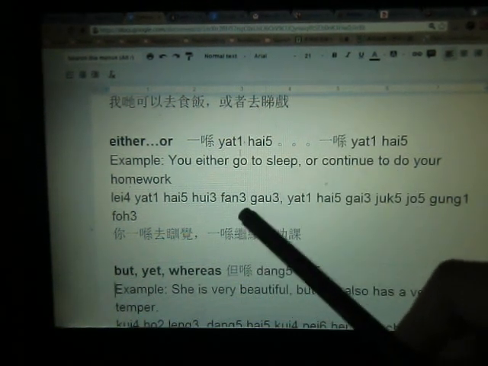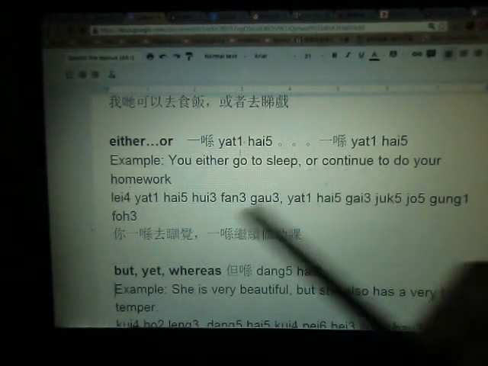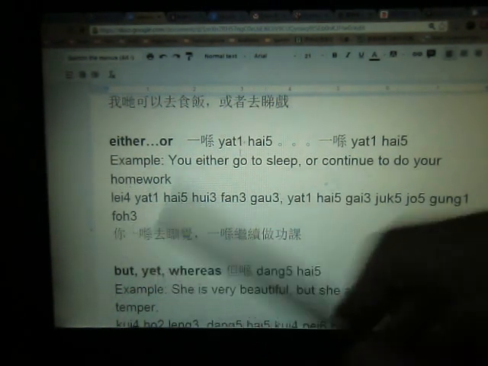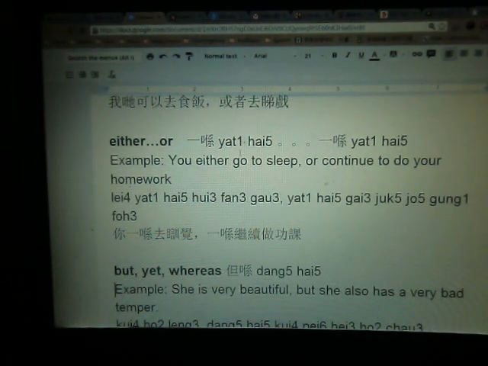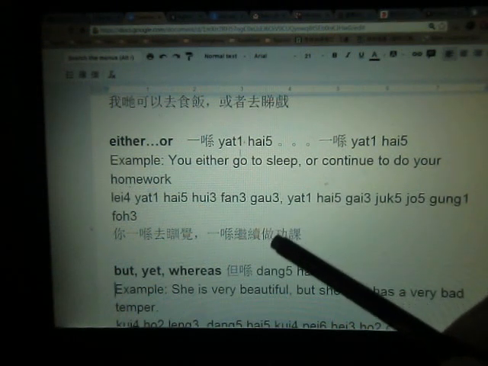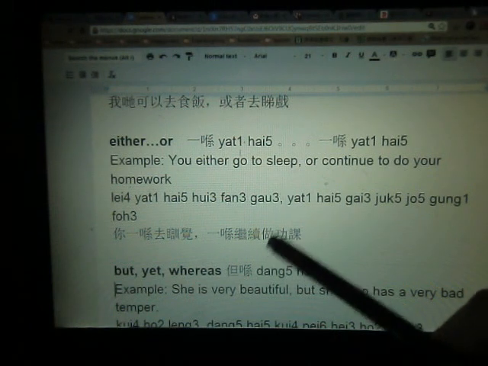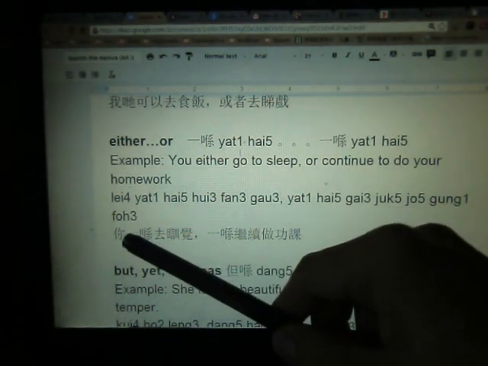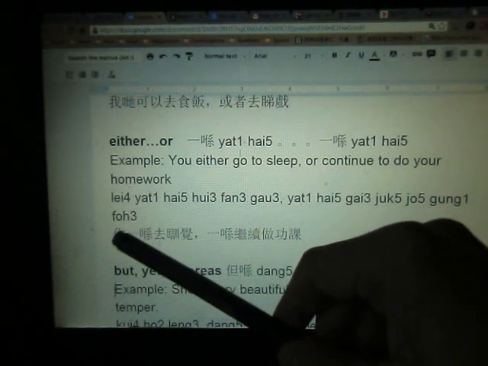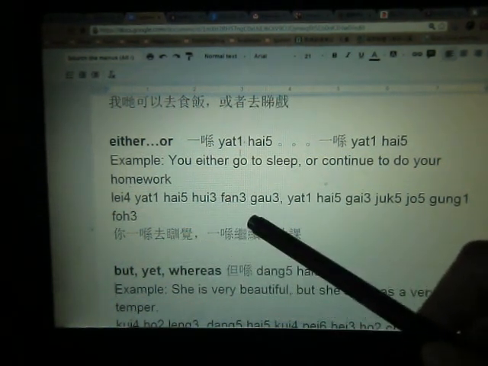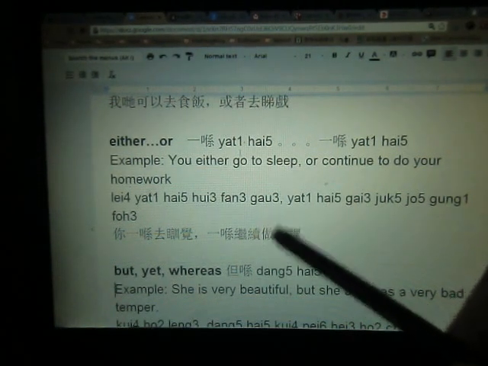Continue is 繼續, do 做, homework 功課. Here you can omit "your" because it's understood that you're doing your own homework, not other people's homework. 做功課 means you are doing your homework. If you want to specify that someone is doing other people's homework, you have to specify, for example 做佢嘅功課. If you don't specify, it means your own homework. So let me repeat: 你一係去瞓覺, 一係繼續做功課, do homework.